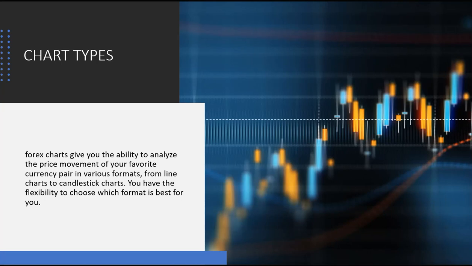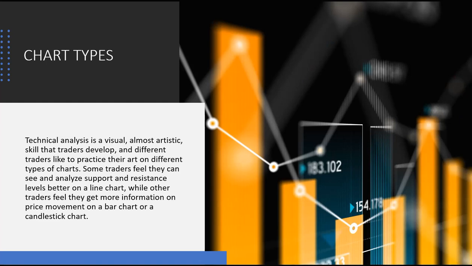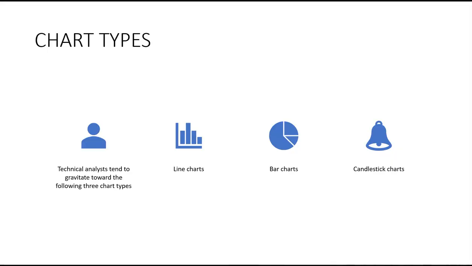So Forex product charts give you the ability to analyze the price movement of your favorite currency pair in various formats. You can switch from line chart to bar chart to candlestick. Now, technical analysis is a visual, almost artistic skill that traders develop, and different traders like to practice their art on different types of charts. Some traders feel they can see and analyze support and resistance levels better on a line chart, while other traders feel that they get more information on price movement on a bar chart or a candlestick chart.